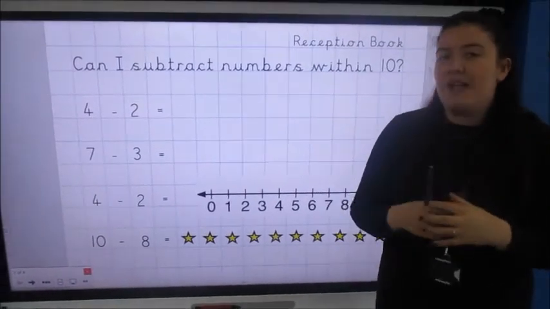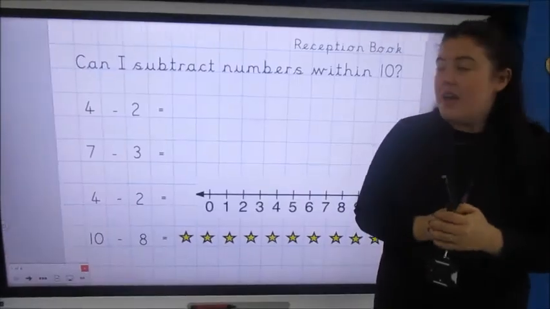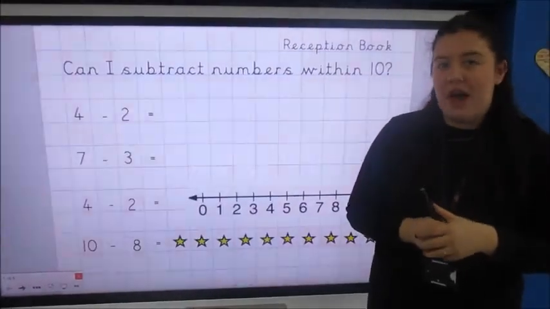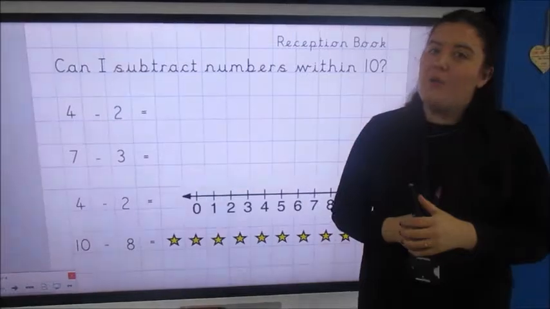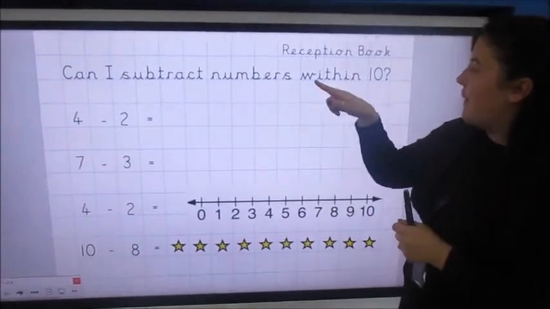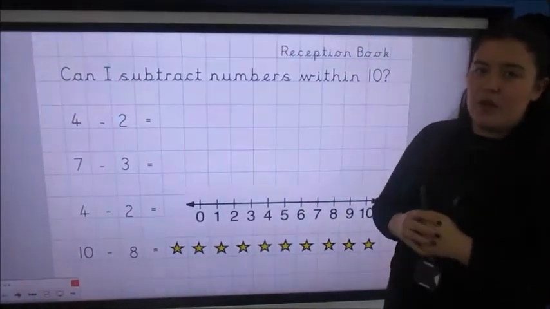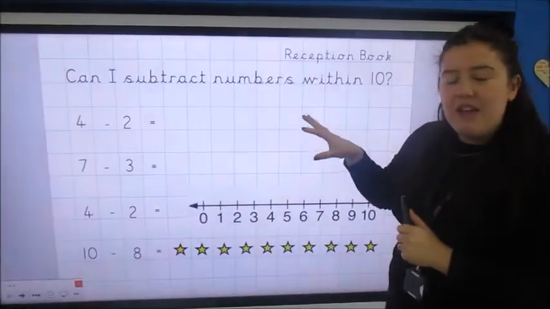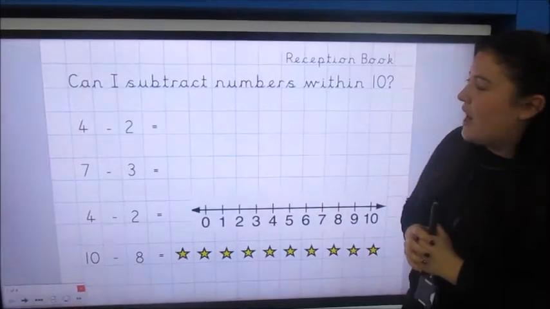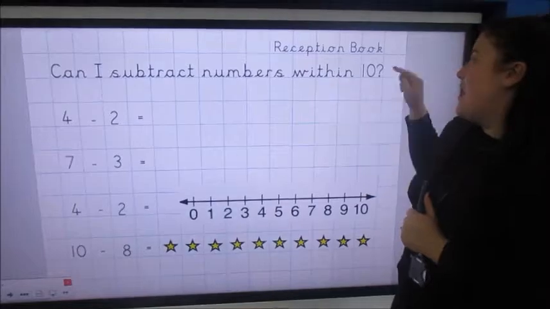Now we did lots of practice yesterday by crossing out, but today for our workbook learning in reception and the Year 1 book, we are going to be thinking about different methods, different ways of finding out the answer. So we're going to look at our learning question first, and we're going to think about the reception booklet. So if you've got the maths booklet that says reception on the front, we need to be listening very carefully to this page of the board. And our learning question is, can I subtract numbers within 10?